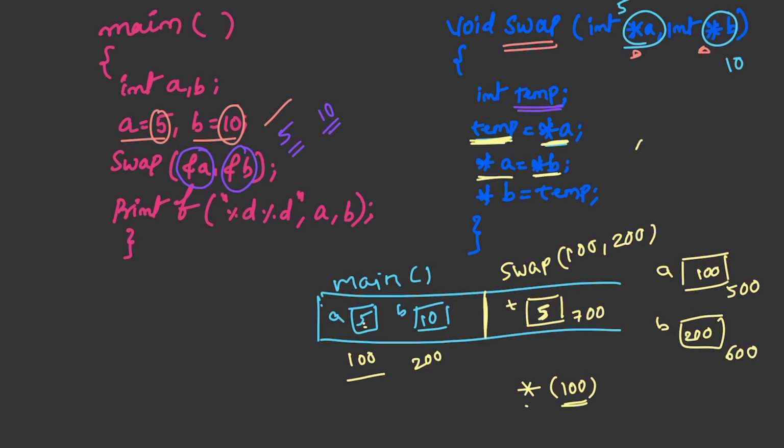So star A is the content at 100 has to be equal to the content at B. What is the address of B? 200. So the content of 100 has to be the content of 200. So 5 will be changed to 10.